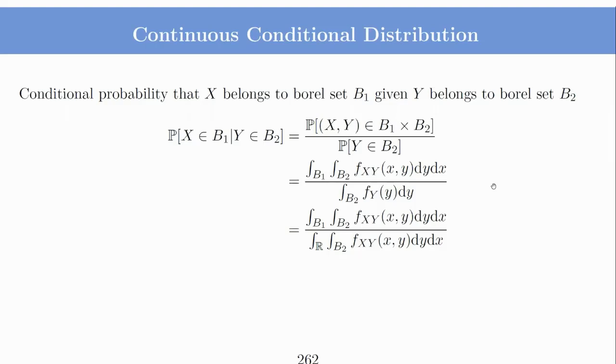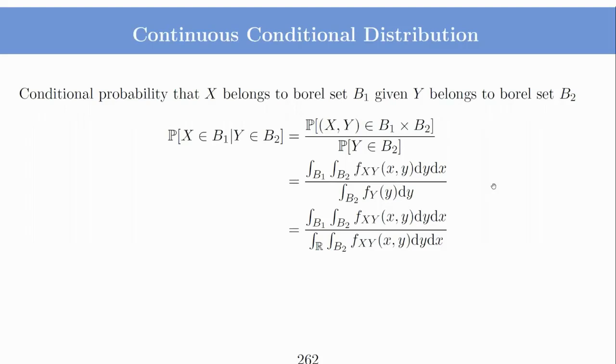And the denominator would be the probability that y belongs to B2. To compute the probability that x, y jointly belongs to B1 cross B2, we have to integrate the joint PDF on this interval B1 cross B2. So the numerator can be written as the integration on B1 cross B2 of f_XY, the joint PDF at x, y, dy dx. Or you can divide them into two different integrals: first dy on B2 and second the integration dx over B1. Both are the same thing.